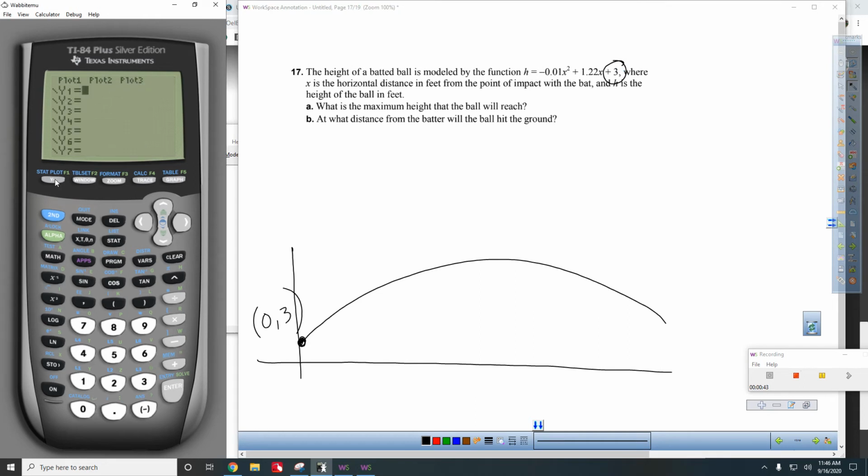Okay? So, let's put this in. Negative 0.01 x squared plus 1.22x plus 3. And let's graph it.